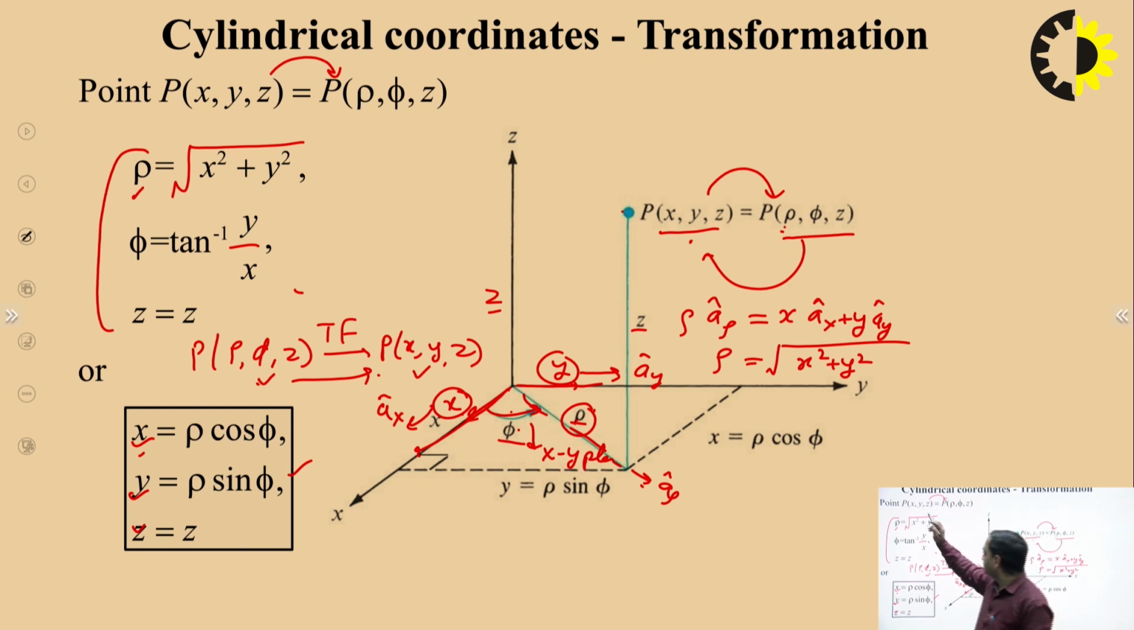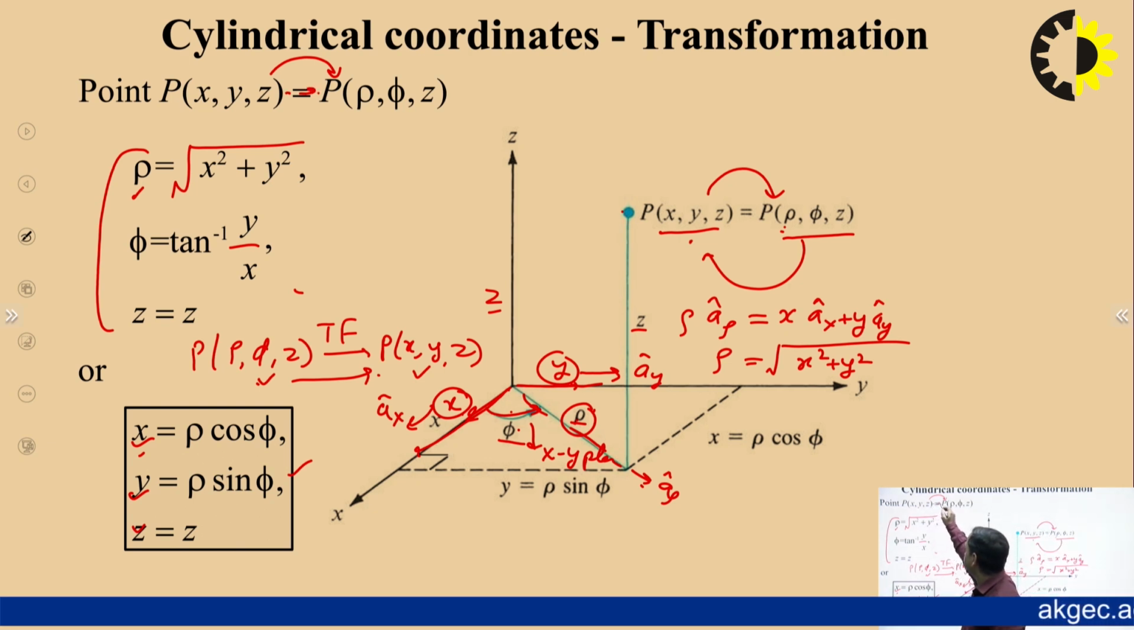So this is the way we are transforming the point from cylindrical coordinate to the Cartesian coordinate, and this was the point from Cartesian coordinate to the cylindrical coordinate, right? So this is the point transformation.